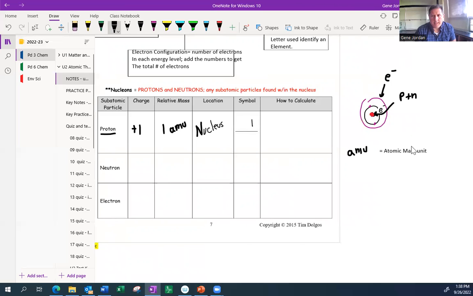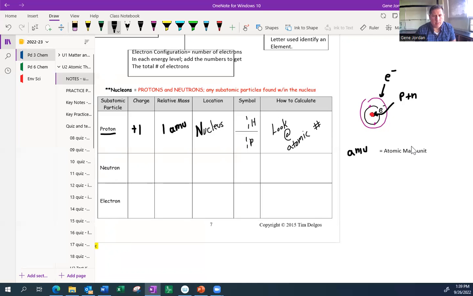I'll talk about it later, they're closely related to hydrogen. We often use that symbol for a proton, but sometimes you'll see a lowercase p. Make sure you use lowercase. And how do you calculate it? You just look at the atomic number. You don't need to do anything more than that. Look at the atomic number and you'll see the number of protons. It's the easiest one because it's defined that way.